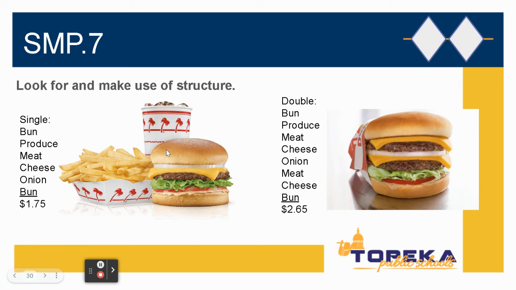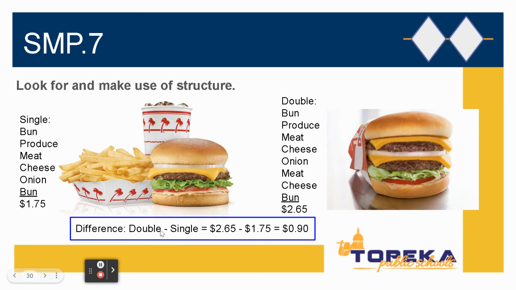All right, and so this is a great opportunity for the kids to go, so the difference between a double and a single is $2.65 minus $1.75. And so the meat and cheese obviously costs 90 cents, right?